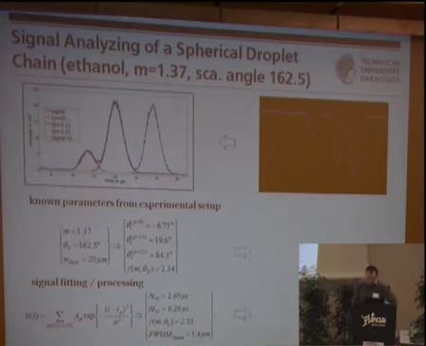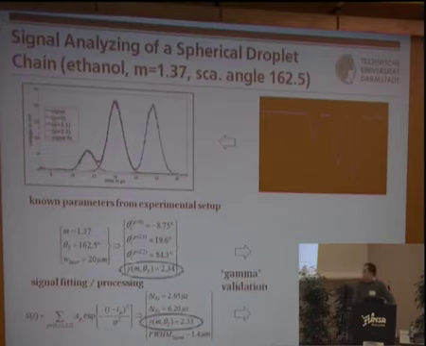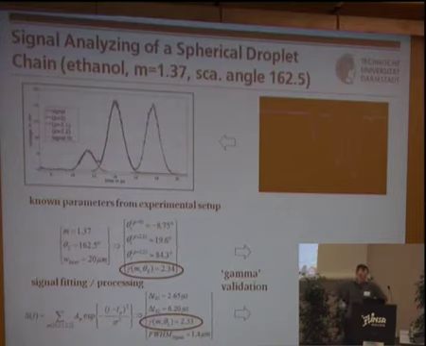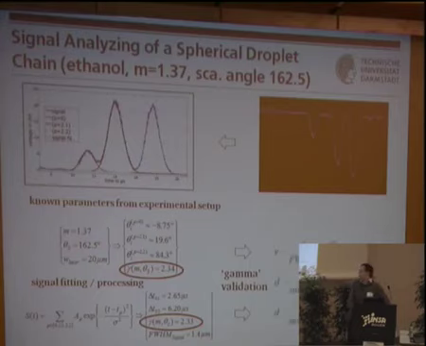The next step is this gamma validation principle: if the experimental value and the theoretical value of gamma are approximately equal, you can use this time shift signal for signal processing. And you can use this equation to calculate the velocity and the particle size.